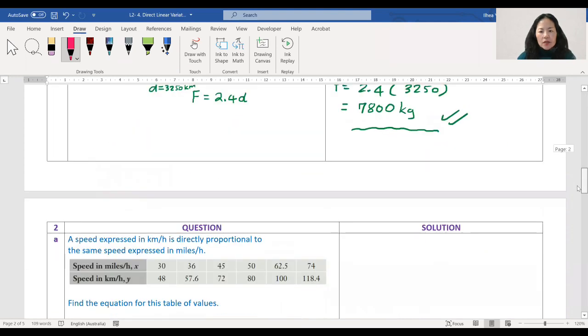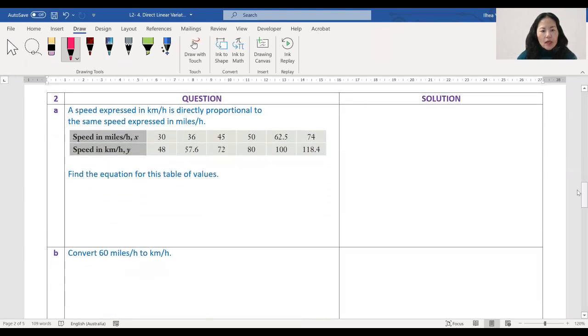Right. So we're going to the next question now. A speed expressed in kilometers per hour is directly proportional. Lovely. I like that wording here. That just automatically indicates that this is going to be direct variation, like y equals kx. To the same speed expressed in miles per hour. So this one has x and y for us already. Excellent, so we don't have to think about it differently.